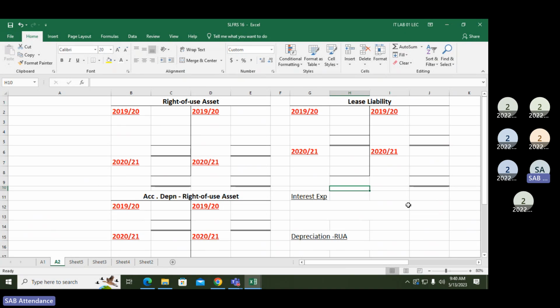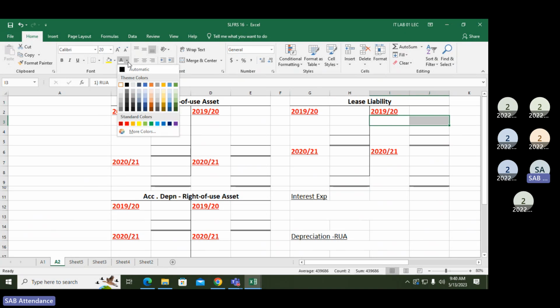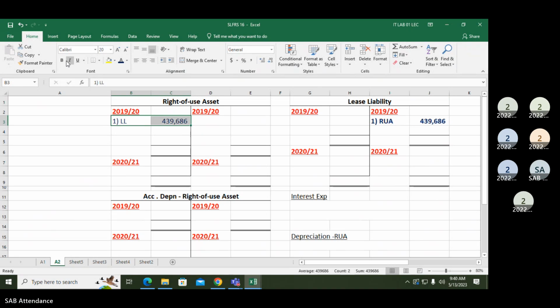Right. Now initially, we calculate the initial amount of lease liability. We credit cash, credit lease liability, debit right of use asset. 439,686. That is the answer that we got in activity 1, the initial amount of lease liability. Lease liability credit, right of use asset debit.